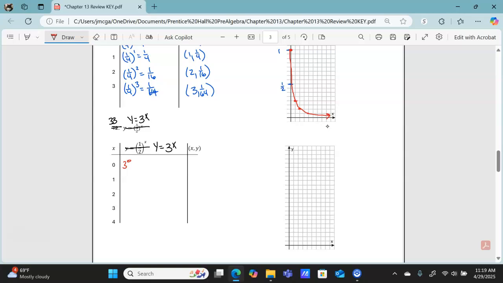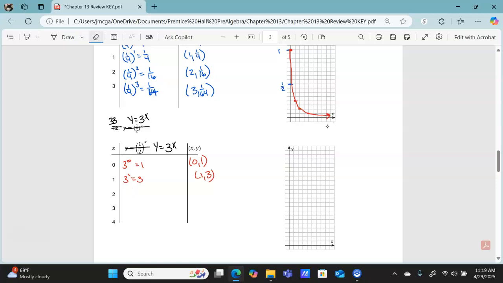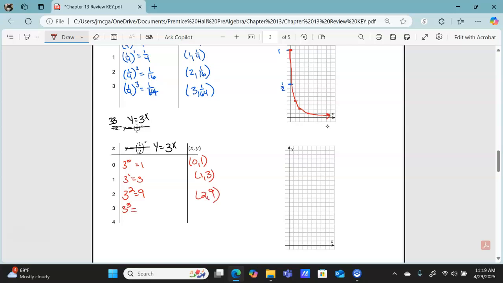So 3 to the 0 power is 1. So we put in 0 and we get 1. 3 to the first power is 3. Put in 1 and get 3. 3 squared is 9. So we put in 2 and got 9. 3 cubed, 3 times 3 is 9, times 3 is 27. So we put in 3 and we got 27.